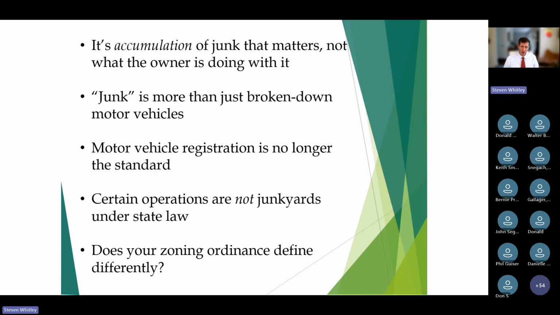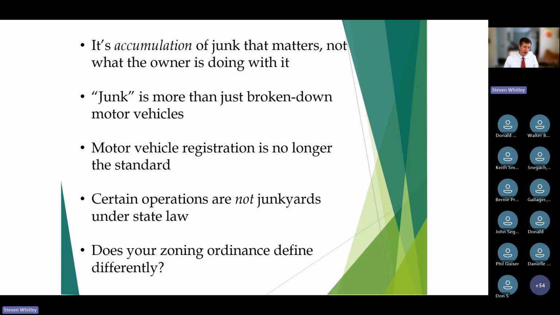And if you are talking about the motor vehicle situation, vehicle registration is no longer the standard. It's whether or not the vehicle is fit for highway use. And so registration doesn't necessarily establish that fact. There's a little more investigation than merely are the vehicles registered or not.